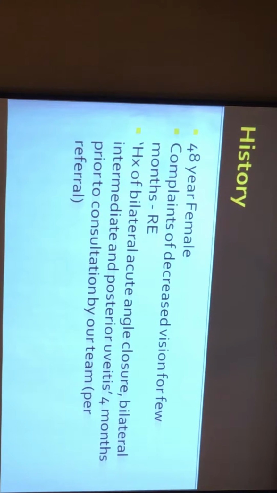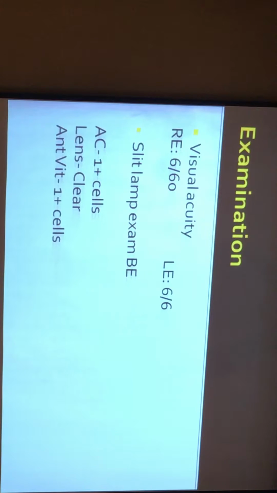48-year-old female complains of decreased vision for a few months. History of bilateral acute angle closure, bilateral intermediate and posterior uveitis, that is 4 months prior to consultation. The visual acuity in the right eye is 6/60, 6/6 in the left. Slit lamp: anterior chamber cells, anterior vitreous cells. Now over to you. How do you want to explain to him over the phone, and then how do you want to proceed further? You can ask him, you can describe to him, and you can tell him.